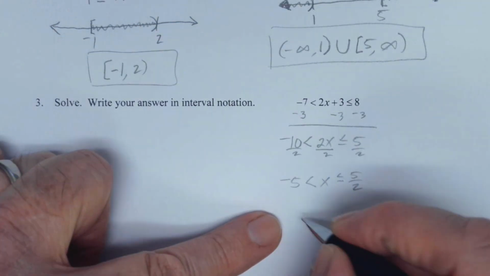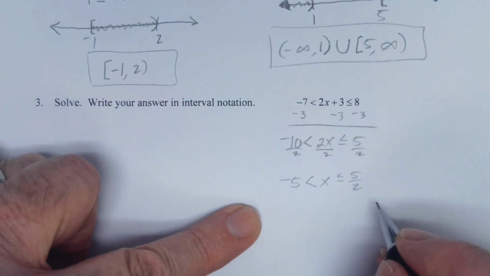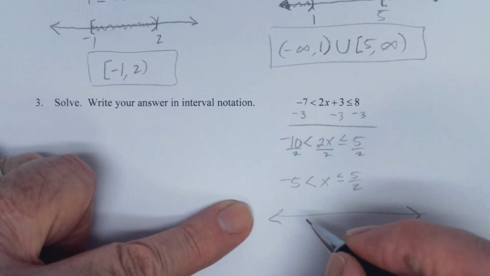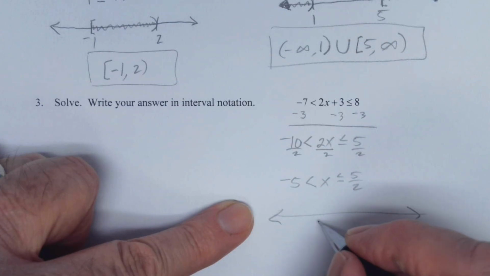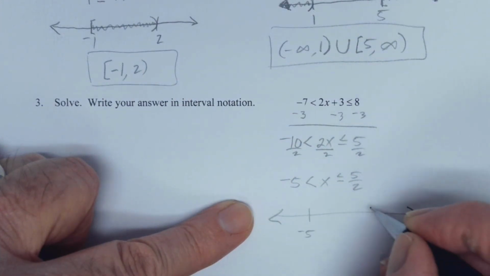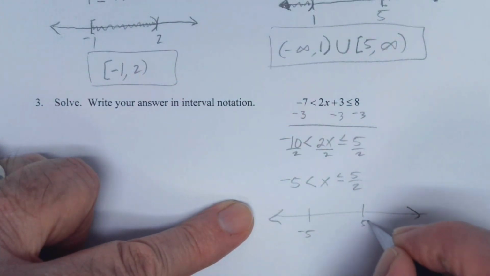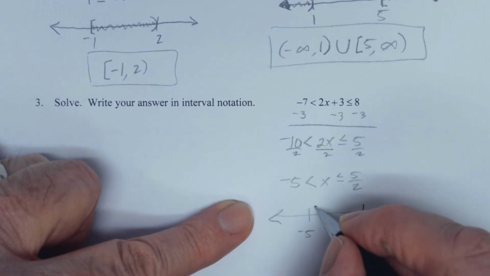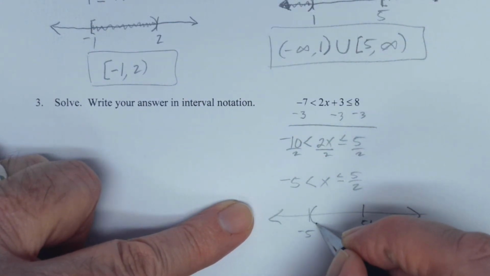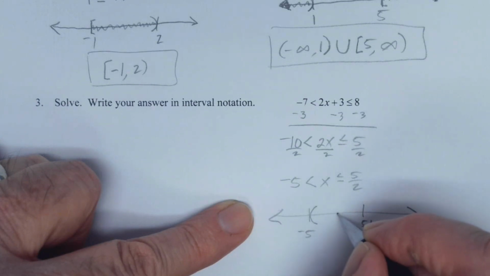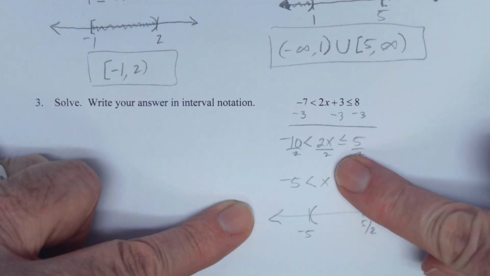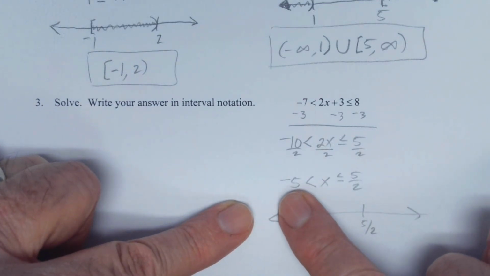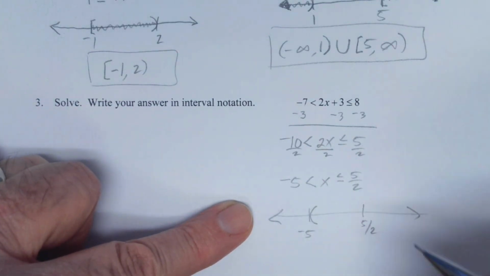And in interval notation, now again, you can graph it if you want first. I'll just go ahead and do that. So let's see, we have negative 5 over here. We have 5/2 over here. On this side, we're not including negative 5, so we'll have a parenthesis. These are the numbers greater than negative 5, which is basically what we need there. Basically, this is saying x is between negative 5 and 5/2.